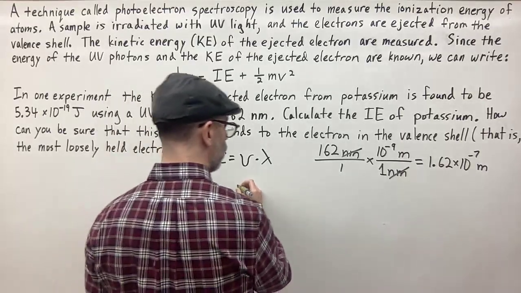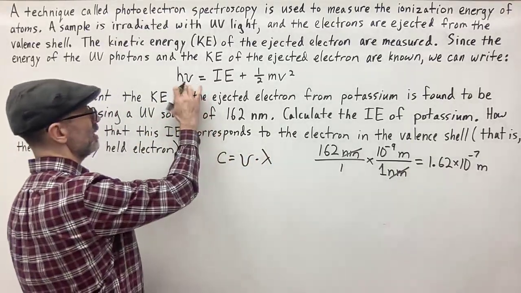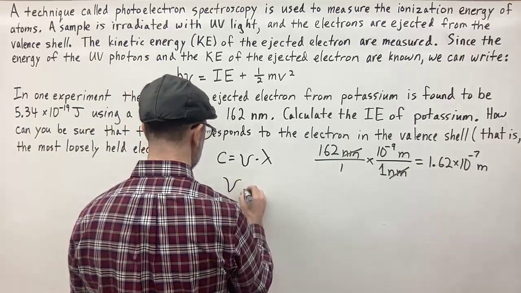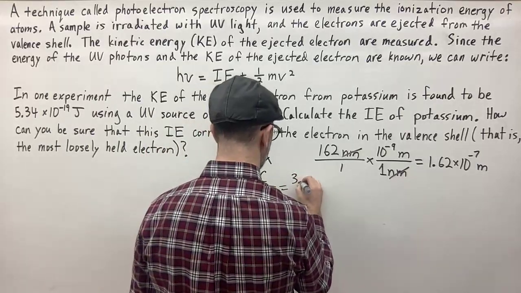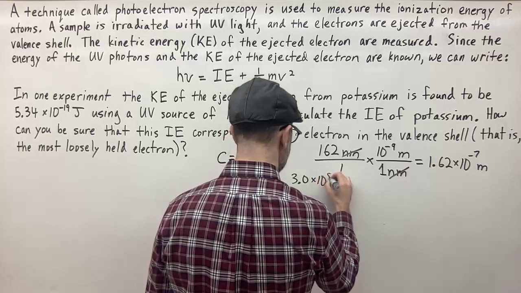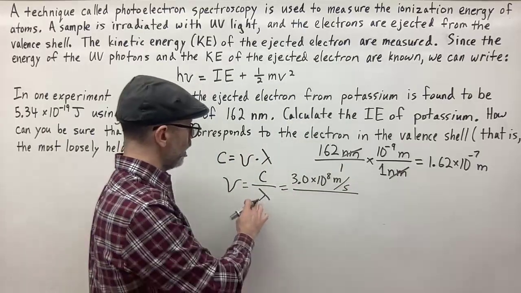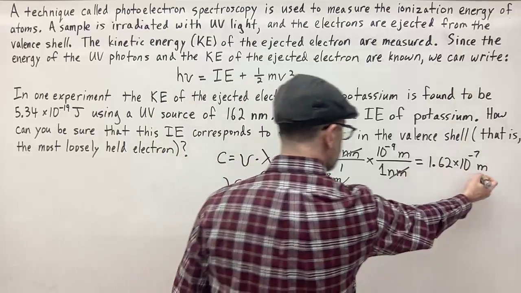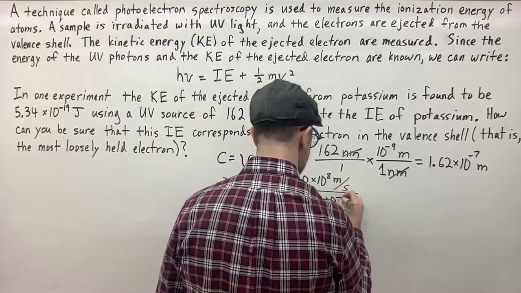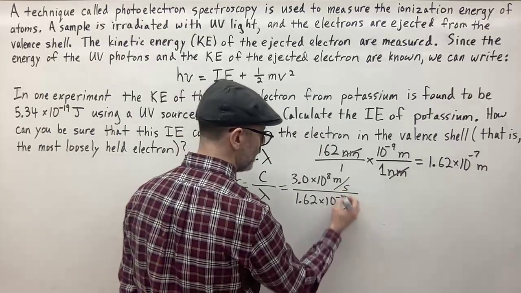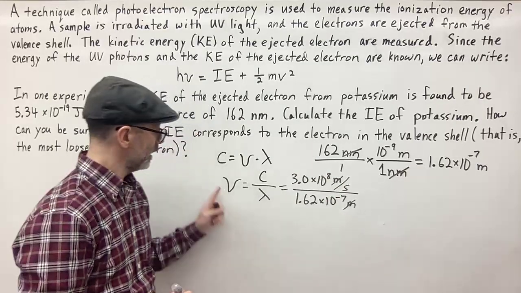So we can solve this for frequency nu, because nu, or the frequency, is in our equation here. So we're going to have to solve this for nu. Nu is equal to c over lambda, which is going to be equal to 3.0 times 10 to the 8 meters per second over lambda in meters, 1.62 times 10 to the negative 7 meters. So meters are going to cancel out, leaving us with per seconds. Per seconds, or 1 over seconds, is frequency.